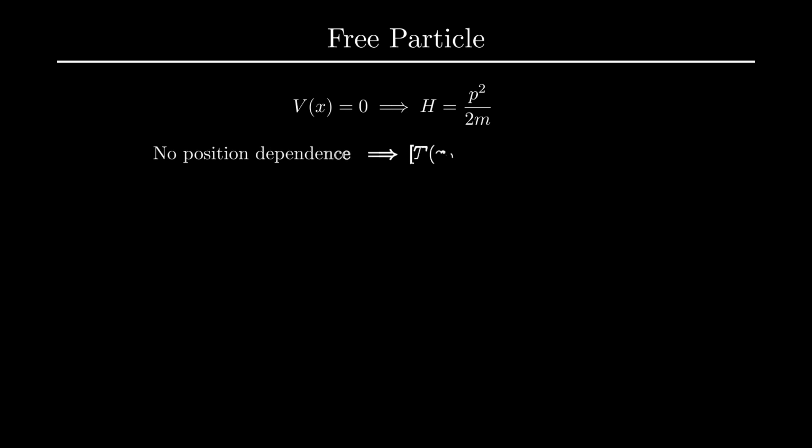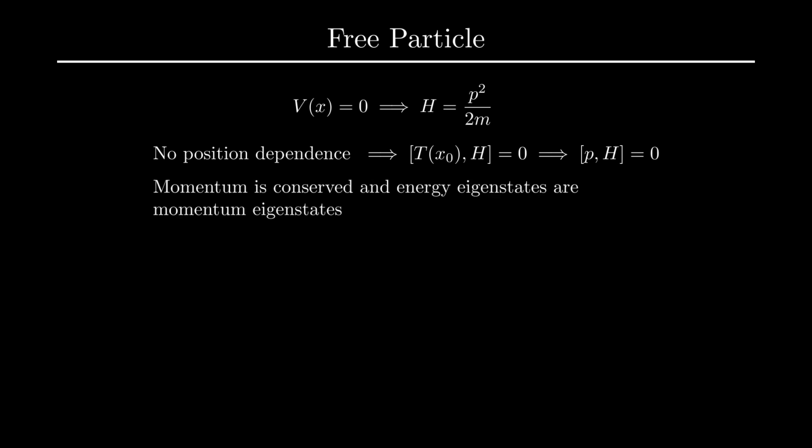Consider a free particle, meaning that the potential is zero everywhere. Since the Hamiltonian has no position dependence, shifting the position of the particle leaves the Hamiltonian invariant. Consequently, since the Hamiltonian is invariant under translation, momentum is conserved, and the energy eigenstates are simply momentum eigenstates. This means that the energy eigenstates for V equals 0 are simply plane waves, which makes sense intuitively, since you may already know that the energy of a plane wave is related to its momentum as follows.